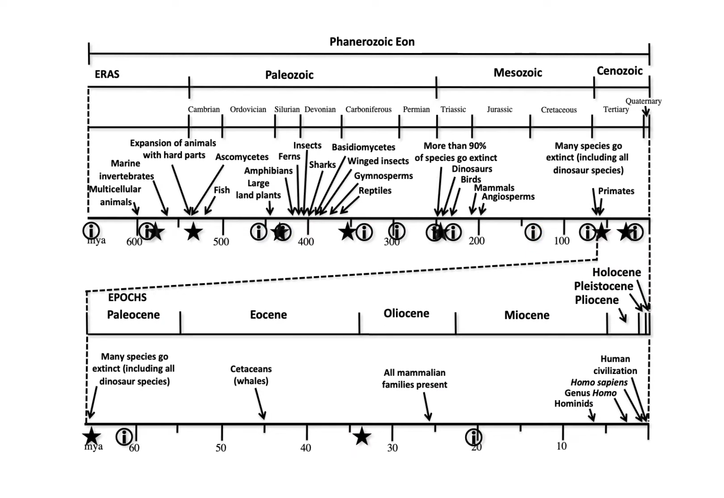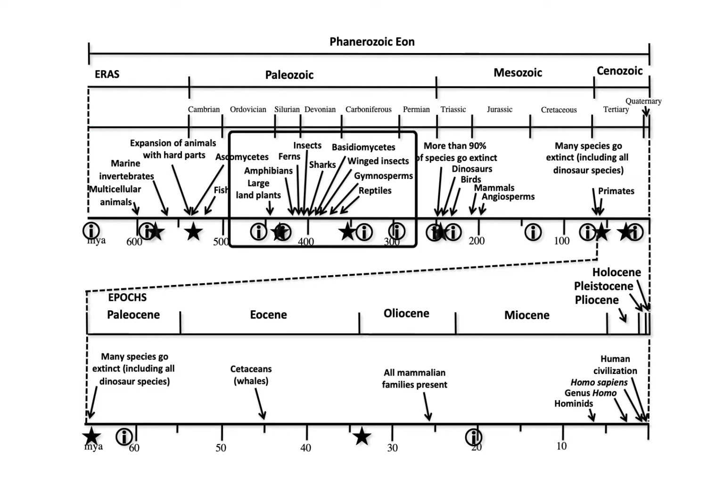So if we look at just the last 600 million years or so, the Phanerozoic era up on top here, you can see multicellular animals arising, marine invertebrates, and expansion of animals with hard parts. This is the Cambrian explosion, where there's a lot of predation, which causes these animals and other organisms to build shells around themselves so that they fossilize better, and then we can find them. And then we have fungi and fish.